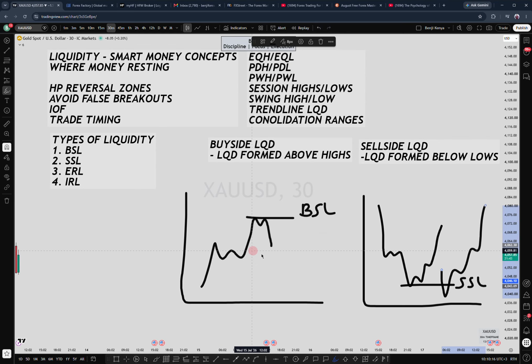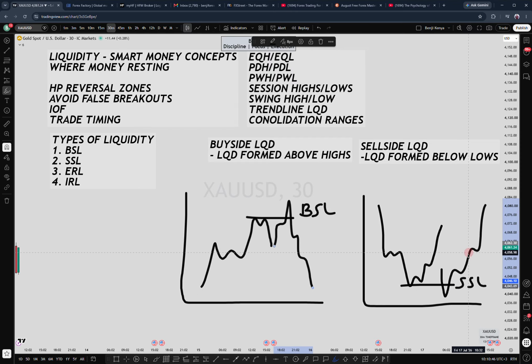On the buy side liquidity, the market will take these highs before the market starts selling. So it's more like a liquidity grab. The market has to grab that liquidity before it does the opposite. On the buy side liquidity, institutions often push prices above these levels to trigger buy stops before reversing. And on the sell side, the market always sweeps these lows before we start buying.